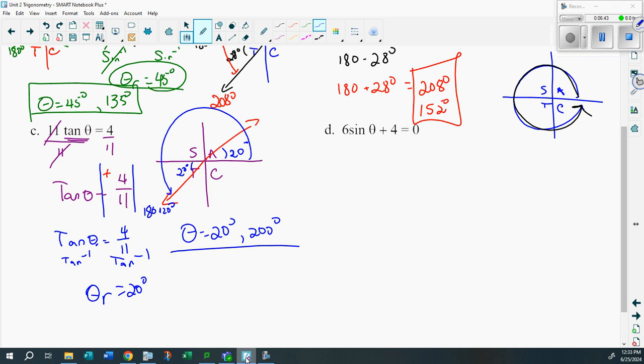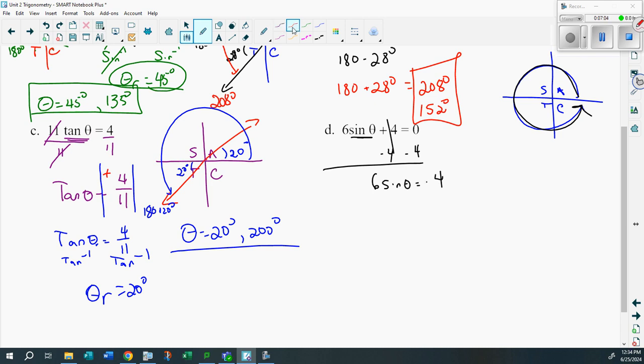Take a look at D. Same stuff again. Check this out. It's actually pretty darn cool. You have to isolate the sine. So do a little bit of algebra. Subtract 4 from both sides. That's gone, leaving you 6 sine theta equals -4.